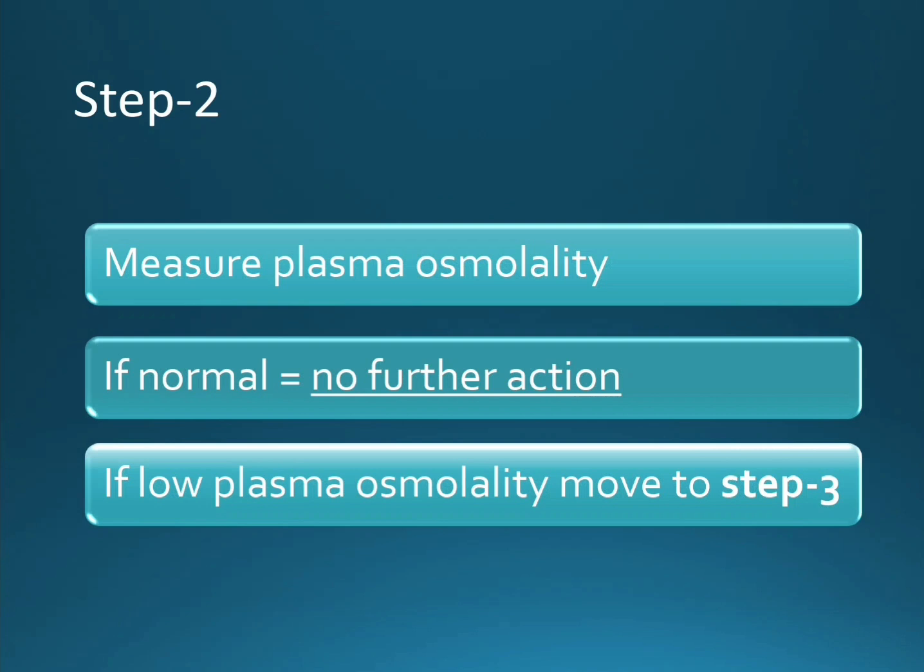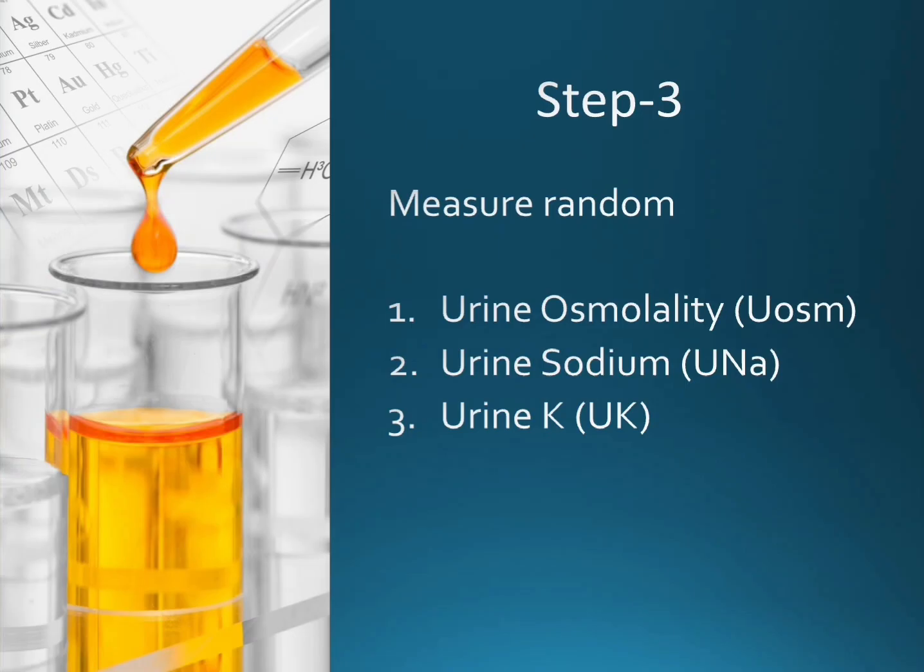But if the plasma osmolality is low, then you have to move to step 3. Step 3, measure random urine osmolality and send for urine sodium and urine potassium.